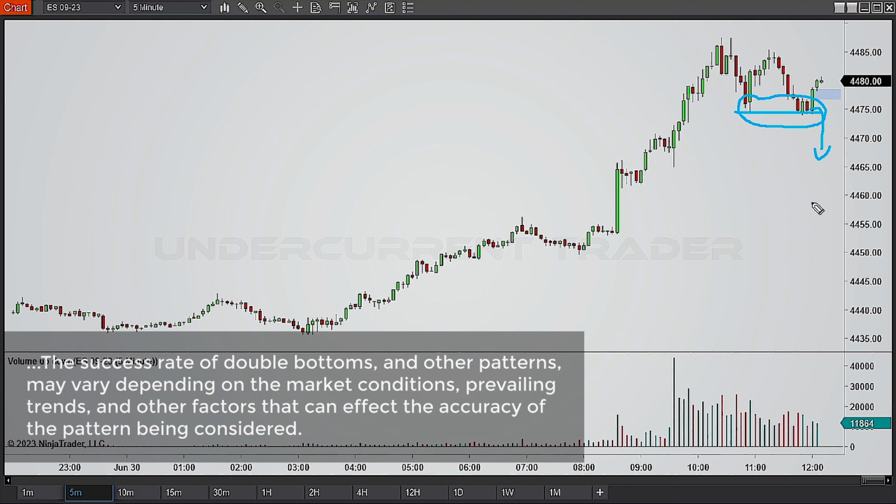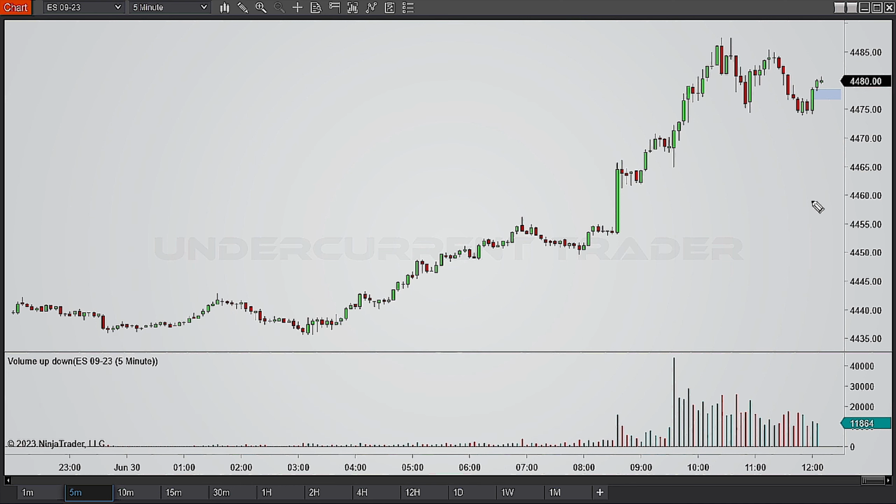Additionally, the success rate of double bottoms and other patterns for that matter may vary depending on the market conditions, prevailing trends, and other factors that can affect the accuracy of the pattern being considered. That's why I think it's important that you exercise caution when relying on chart patterns and use them only in combination with other technical elements before your entries. By confluencing, you can better understand the potential risks and opportunities associated with a particular trade.